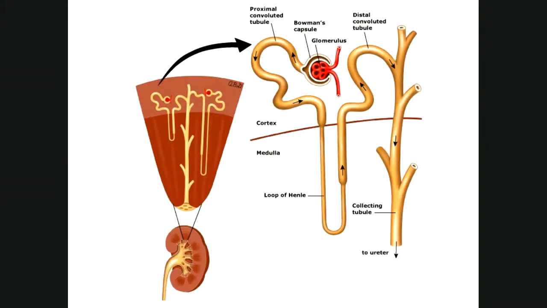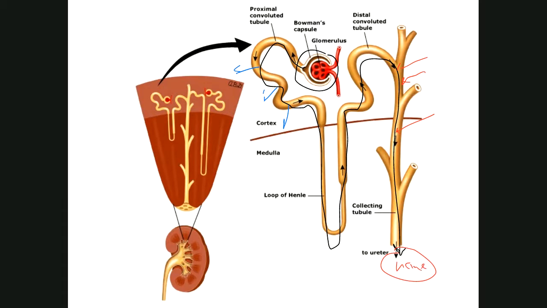Let's look at the tubular portion first. So the tubular portion starts with this capsule right here. And then look, it's a long tube. And what's going to happen is fluid is going to move through here. And as fluid moves through here, we're going to take stuff out, stuff we want to keep. And then we're going to put stuff in here that we don't like and we want to get rid of. And by the time you get all the way down here, what we're going to have is urine.